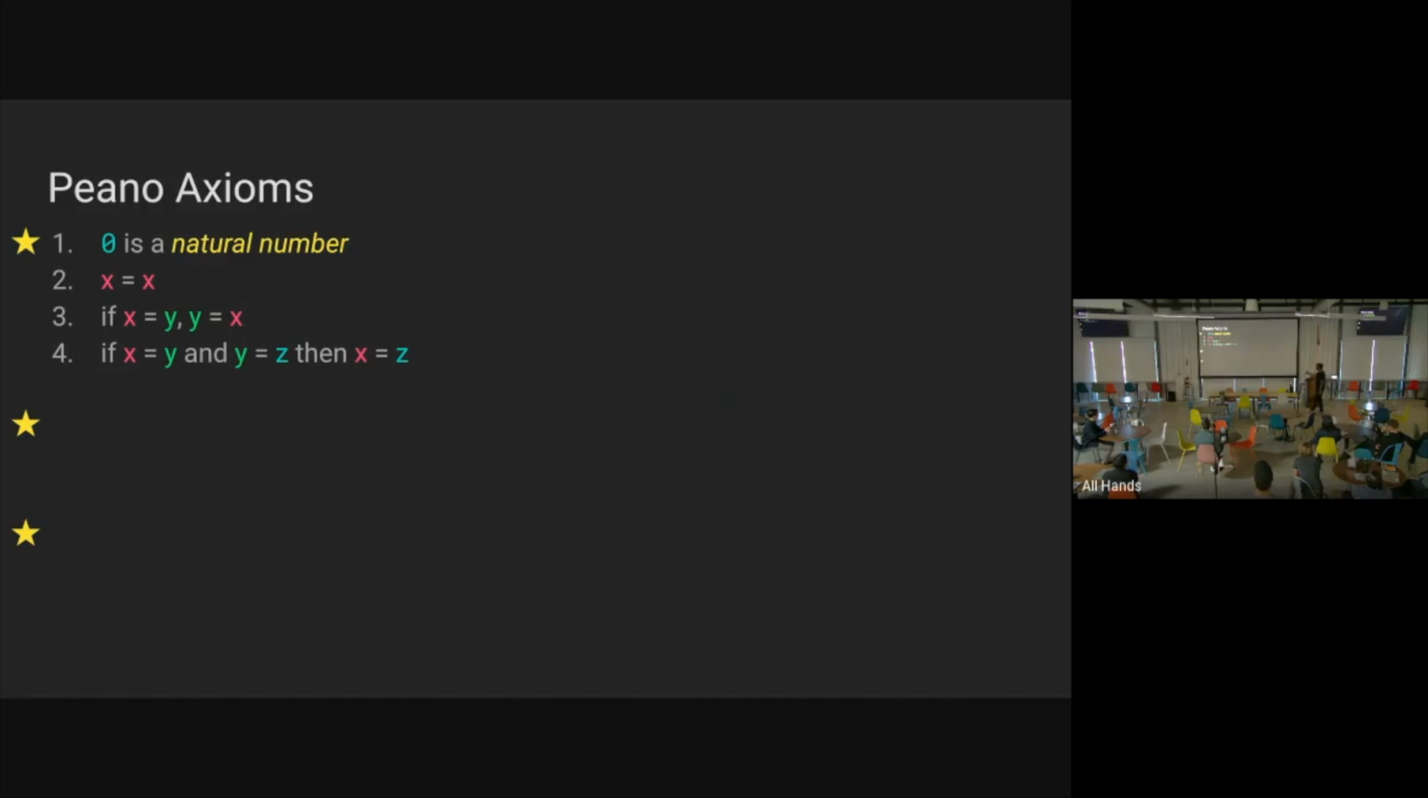If x equals y and y equals z, then x equals z. This is the transitive property. If b is a natural number and a equals b, then a is also a natural number. So this is sort of saying we have this collection of things called natural numbers. Right now we only have one of them, 0. And if b is a natural number and a equals b, then a is also a natural number. So you have this glue-like property of natural numbers.